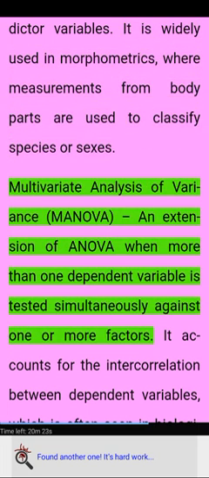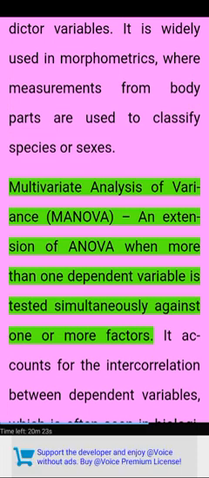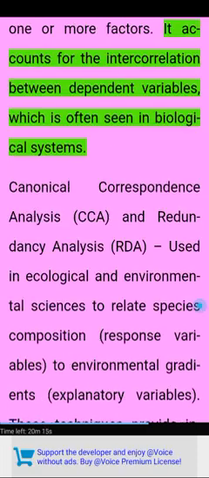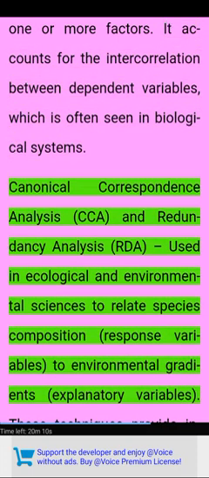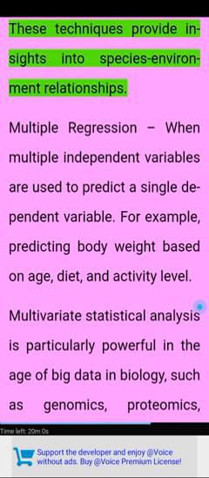Multivariate analysis of variance (MANOVA), an extension of ANOVA when more than one dependent variable is tested simultaneously against one or more factors. It accounts for the intercorrelation between dependent variables, which is often seen in biological systems. Canonical correspondence analysis (CCA) and redundancy analysis (RDA), used in ecological and environmental sciences to relate species composition, response variables, to environmental gradients, explanatory variables. These techniques provide insights into species-environment relationships.